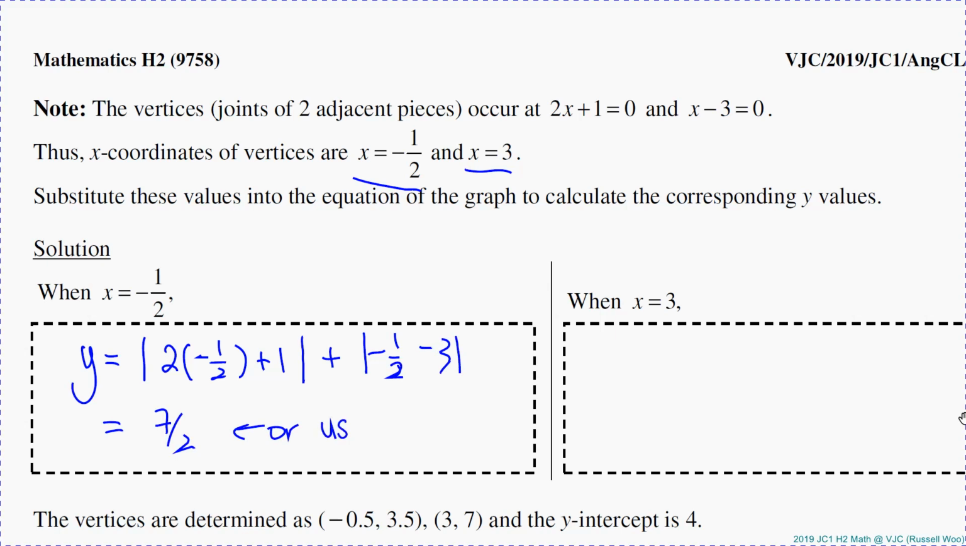Or you can use GC to find directly. You can skip this step. If you use GC directly, you can get 7/2. All good? Yes?